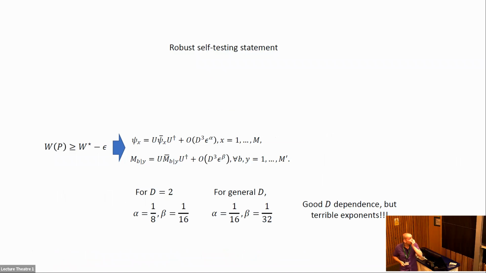And this is the result. The result is really cool in D. You don't get any explosion of D, but the exponents that you get are terrible. These are really, really bad exponents. In the case of D equals 2, things are not that bad because Wigner's theorem generalizes immediately, and you don't have to introduce these extra ancillary states. But if not, 1 over 32 makes these bounds completely useless.